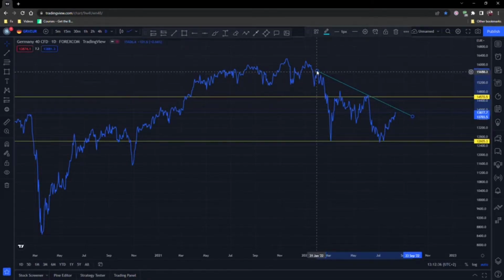But we can see that we are still in an overall bearish movement since the end of January, right? We are still in that. So if we break up out of this, we could be looking at this and now creating a greater bullish momentum. But let's go to the 4-hourly.